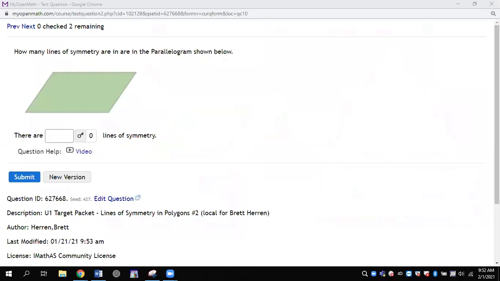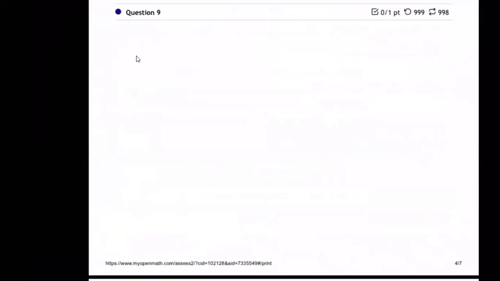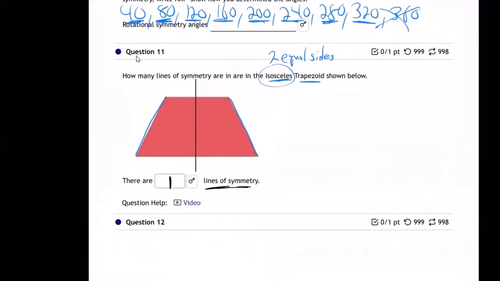I'm going to go back to that one. And so getting back to that main question: for the parallelogram, I had the trapezoid, only one line of symmetry.